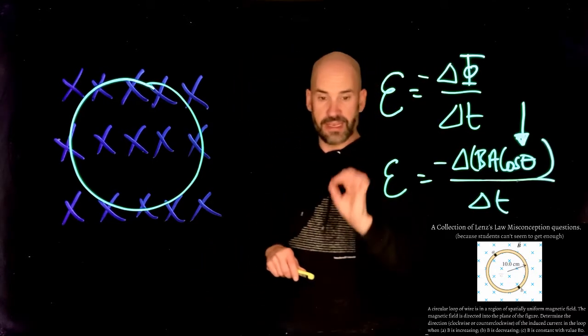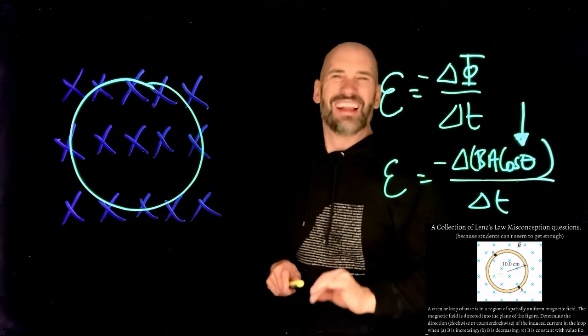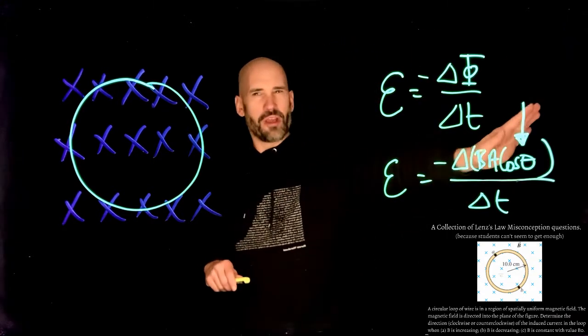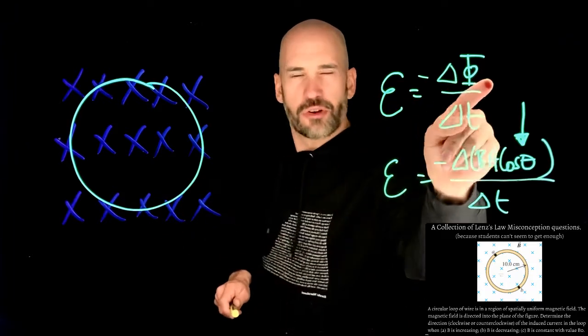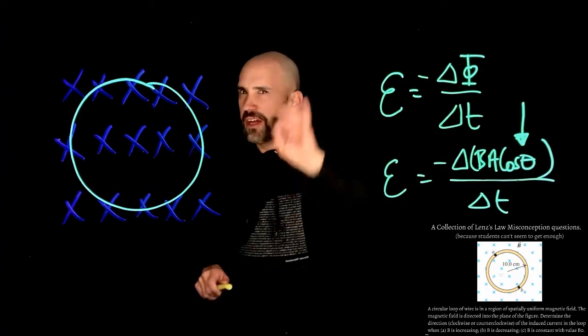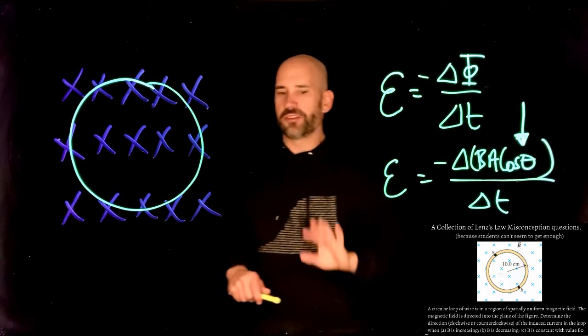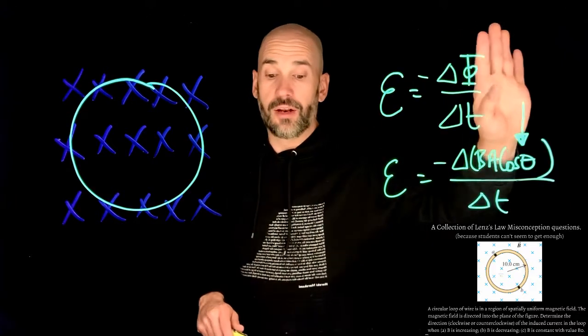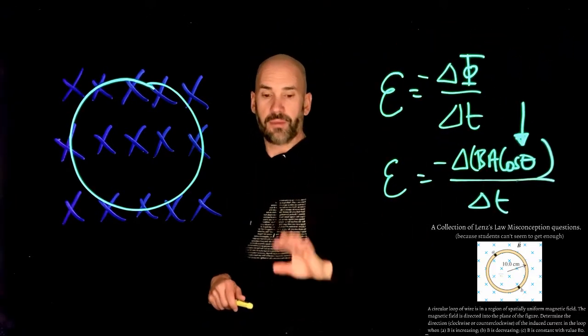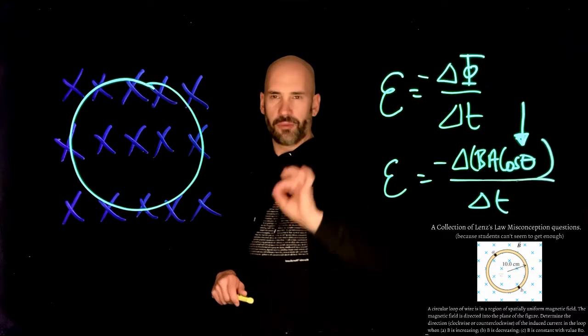B, decreasing, and C, constant. Okay, let's get constant out of the way. We all know if this isn't changing, there's no change in flux, there's no induced EMF, there's no induced current. So C is obviously nothing, no induced current. But A and B are a little bit more interesting.